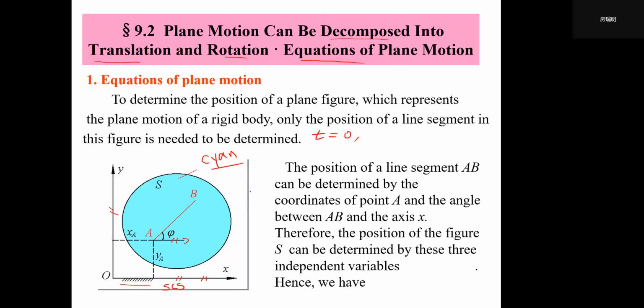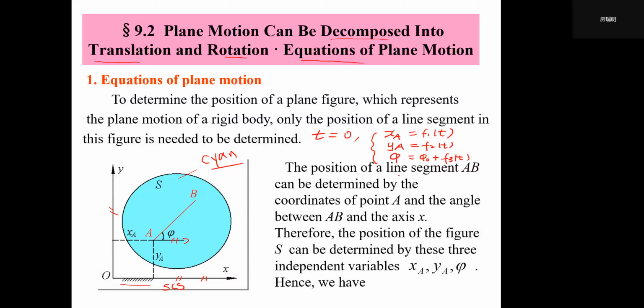Then we can use this equation. The position of a line segment AB can be determined by the coordinates of point A. Let's say XA will equal f1(t). It is a function of time t. And YA will be another function of time t. And phi will equal maybe phi 0 plus another function f3(t), right?